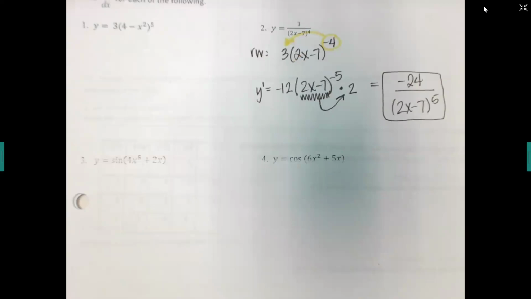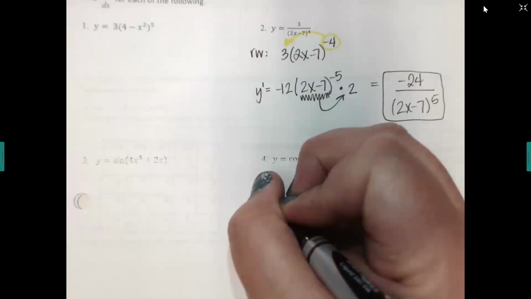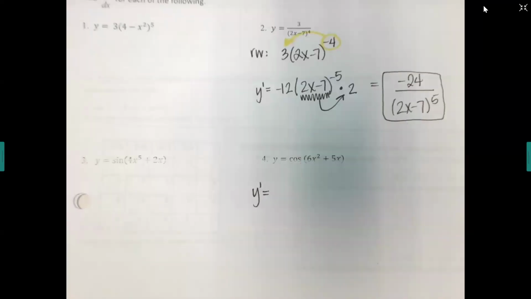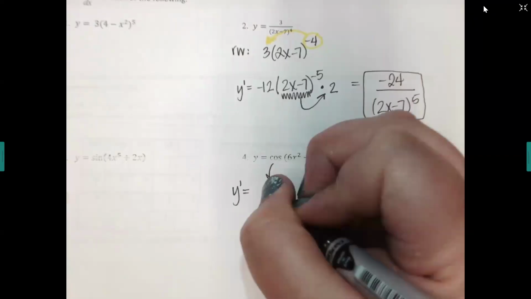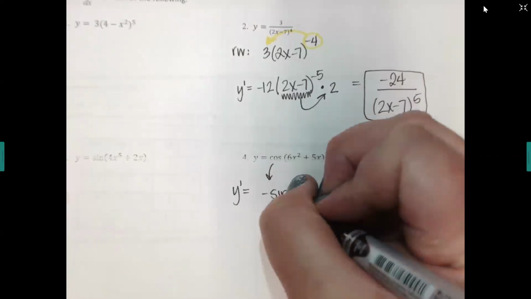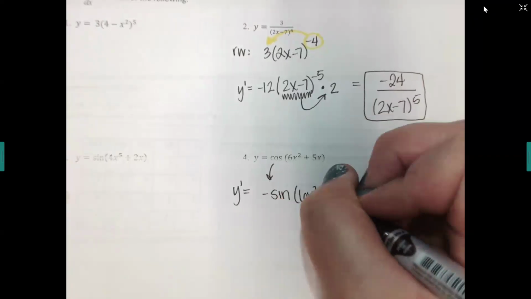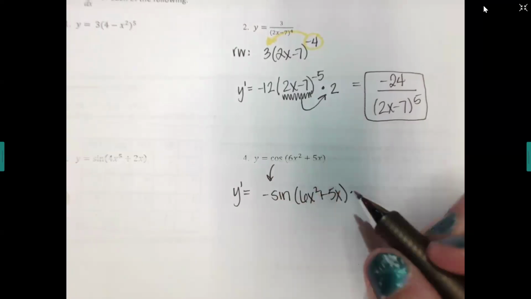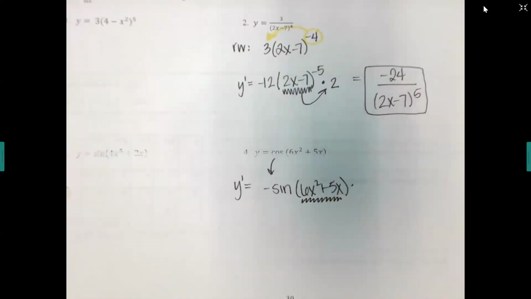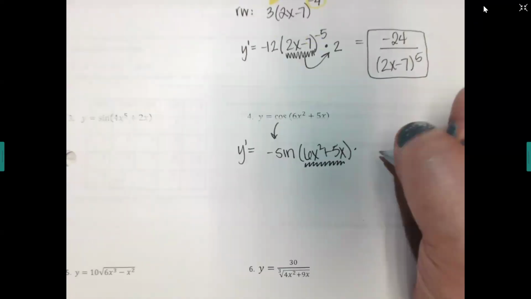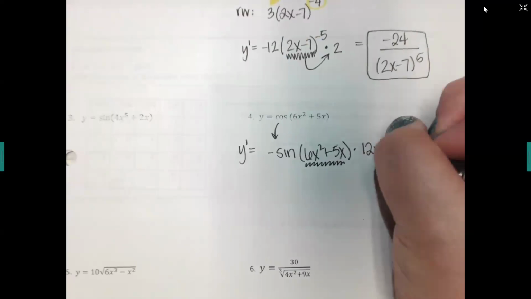We'll do the right side. I have an outside layer of what? Cosine. For number 4, cosine. What's the derivative of cosine? Negative sine. Remember, the core stays the same. But then we have to multiply by the derivative of the core at the back. What's the derivative of that core? 12x plus 5. Very good.